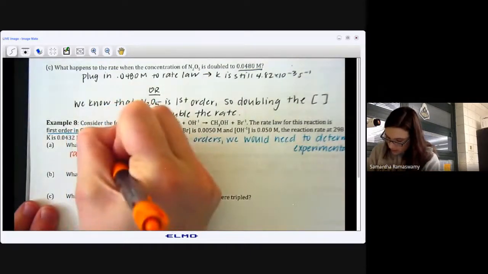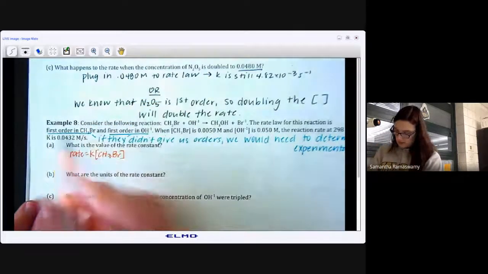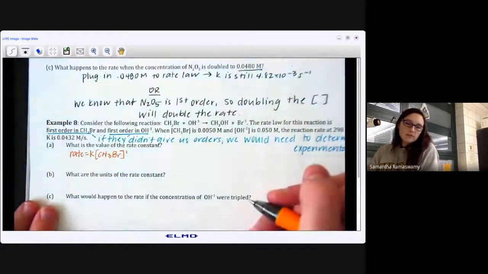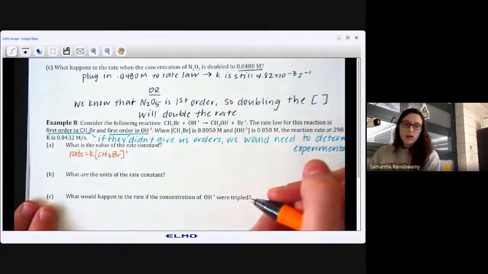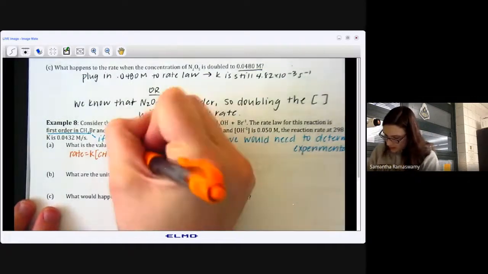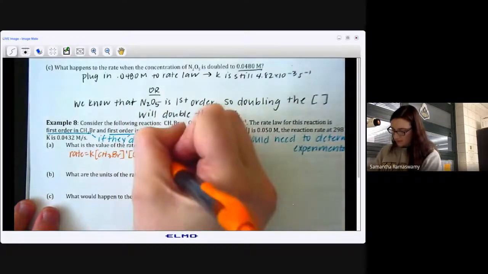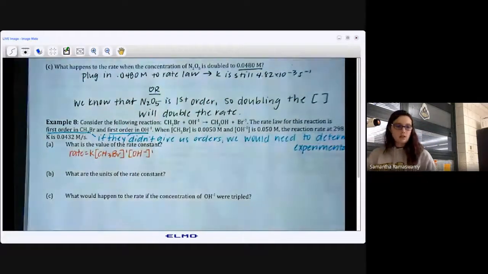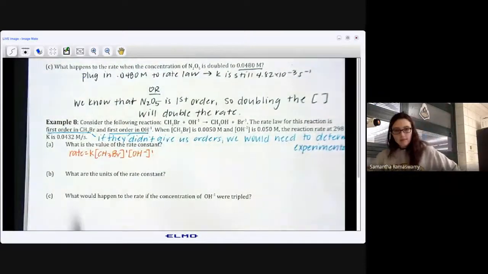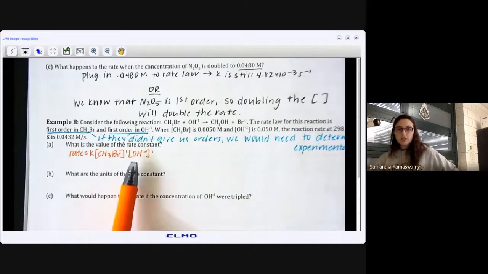So concentration of CH3Br, it says it's first order. That's an exponent of 1, or you don't put the exponent at all, which is usually what I do. We put the 1 just to help initially. Times the concentration of OH minus, again, first order. So there's our rate law. Rate equals K times the concentration of CH3Br times the concentration of OH minus.